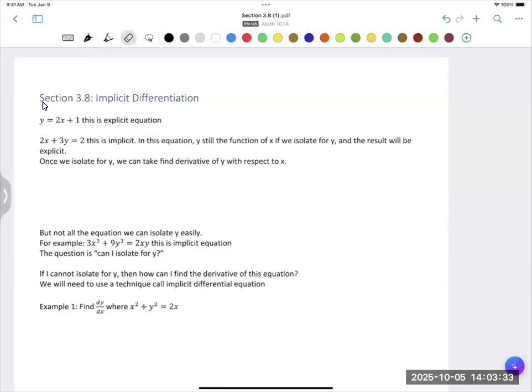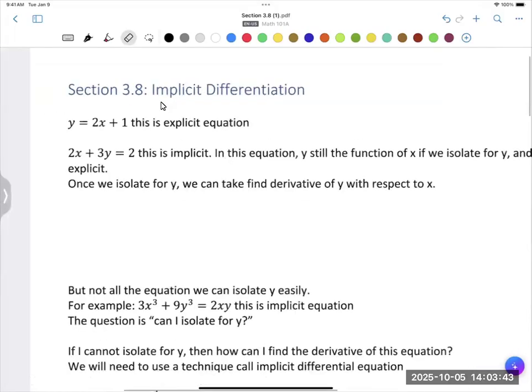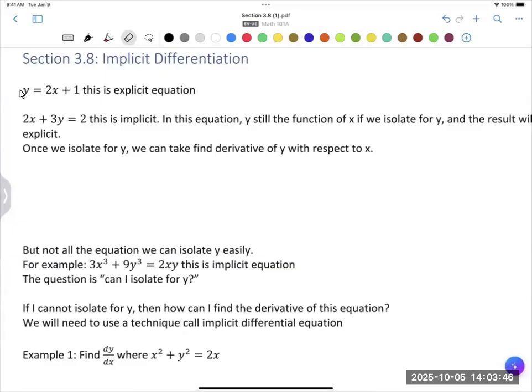Alright, hi everyone. So in this video, we will talk about section 3.8, which is implicit differentiation. What does implicit differentiation mean? Let's take a look at the equation below. I have y equals 2x plus 1. This is an explicit equation. Why is it called explicit? Because y is isolated by itself.